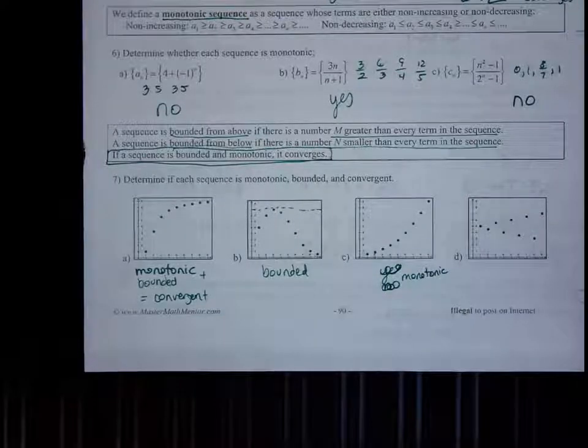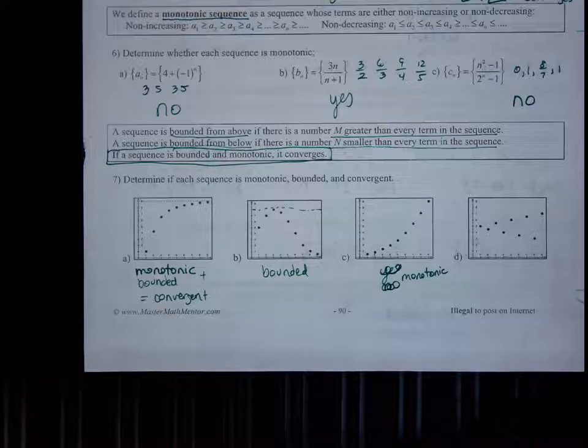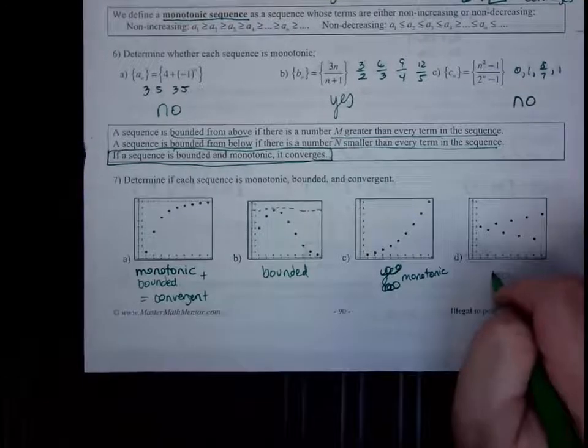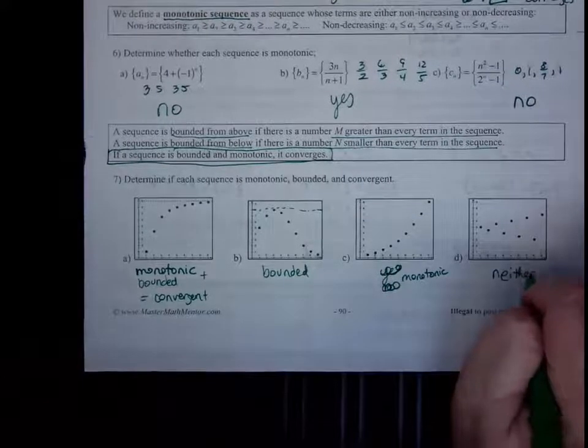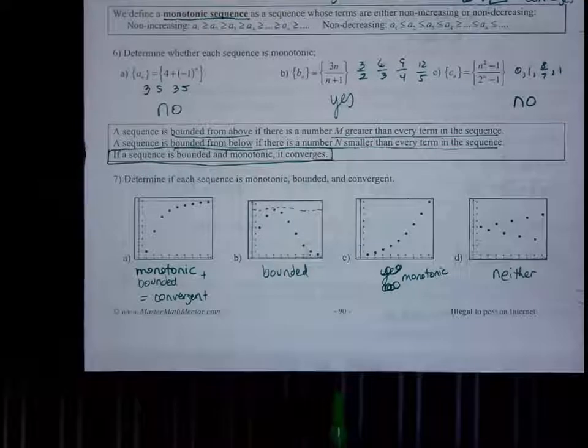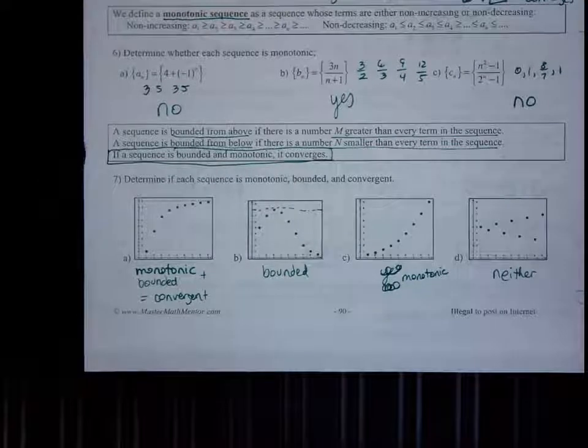What about letter D? Monotonic? No. Bounded? No. So this is neither, so it's divergent. It is definitely divergent, just by the way it looks. The dots are going to just keep oscillating farther and farther apart. So if they're neither, is it always going to be divergent? Not necessarily. The only thing you can guarantee is that if it's monotonic and it's bounded, it's going to be convergent.